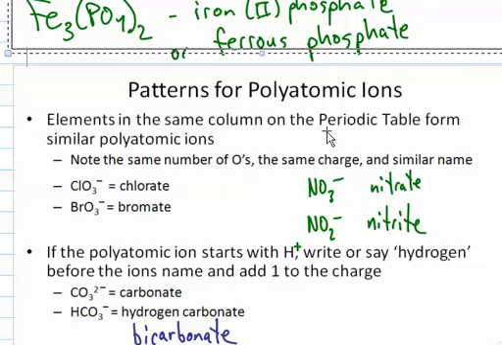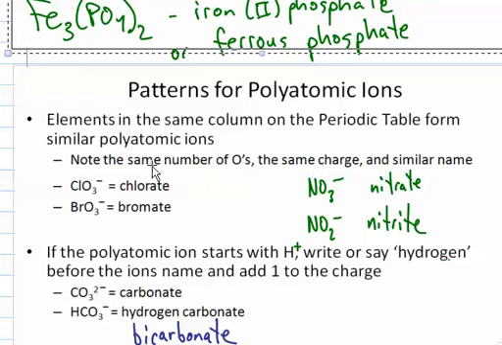First, let's look at nitrate and nitrite. They differ in this ate versus ite designation. The difference between these two ions is the number of oxygen atoms. Both of them have a -1 charge, and we name the one with the larger number of oxygens, NO3-, nitrate. So that ATE ending indicates that there are more oxygens, and the ITE ending indicates that there are fewer oxygens. We'll see a few more examples of this in just a moment.